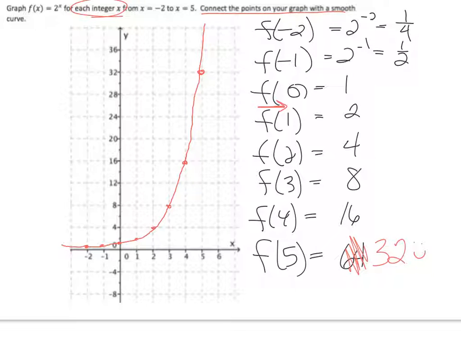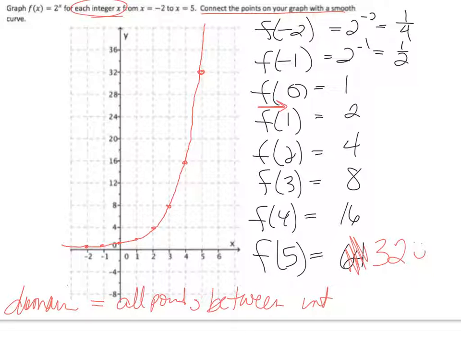Random question. Since they told us to connect the points with a smooth curve, what does that tell us about the domain of this graph? It really isn't the integers between -2 to 5. It's really all the points between the integers, like all real numbers, right? So the domain of the function includes all the points between the integer points that we plotted, right?